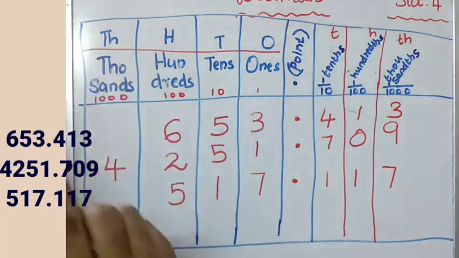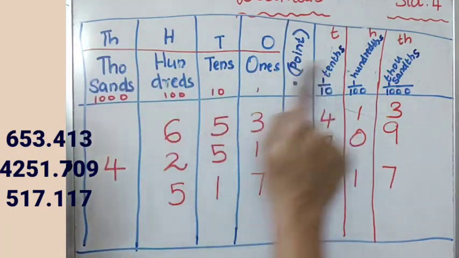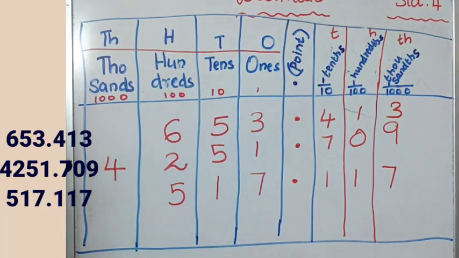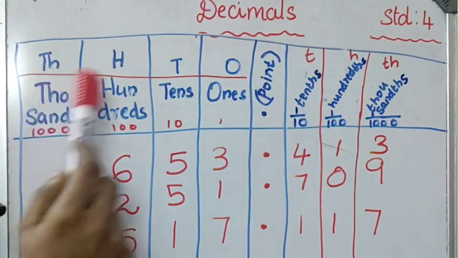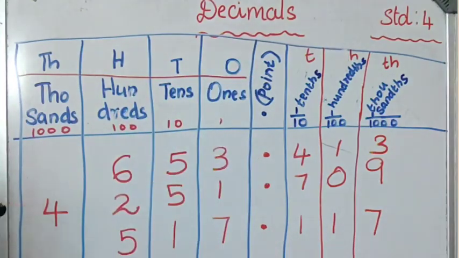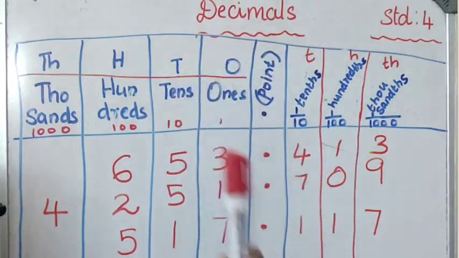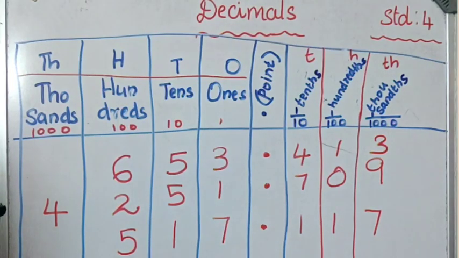For this you have to understand the place value of the numbers. Look here. Thousands, hundreds, tens, ones. That we know, we have studied it many times. So this part we all know. Ones, tens, hundreds, thousands. Then comes the decimal point. This is the structure of the place value chart. After studying this, you will be able to write the place value and the expanded form of the number.